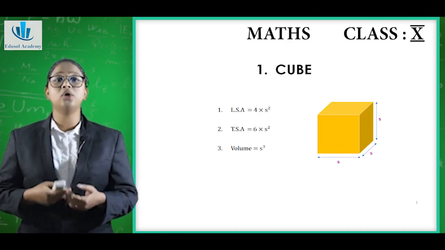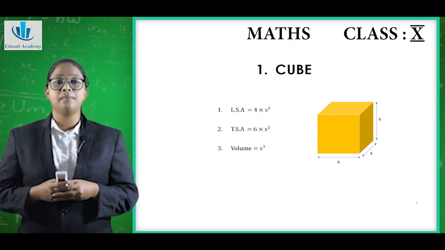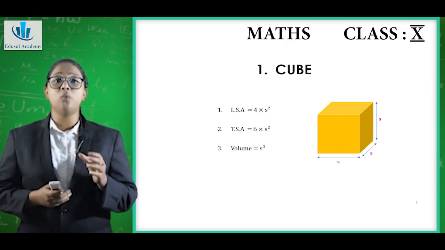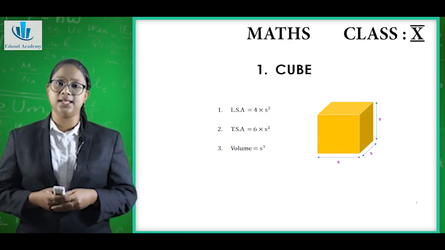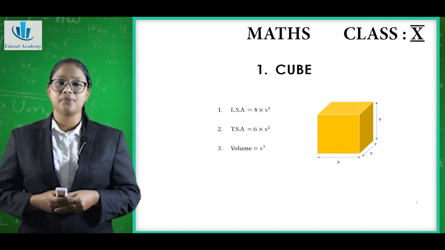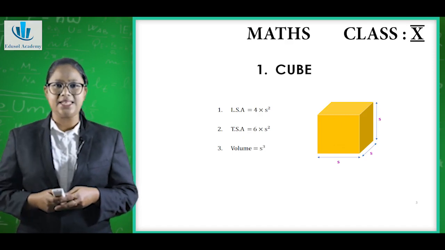Now, before moving on to the next solid, I would like to make a note of the equation that gives a relation between volume of a solid and its area. Volume of a solid is equal to area into height of the solid. So, let's talk about the cube again. What is the volume of a cube? S cube. How did we get that?